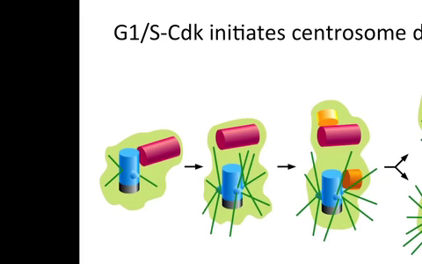So then there's also G1S CDK, and that CDK is actually involved in initiating centrosome duplication. And it's a semi-conservative method of duplication, kind of similar to DNA replication. And, you know, you go from G1 to S, you actually start that duplication, so that by the time you get to M, you're able to start assembling your mitotic spindle.